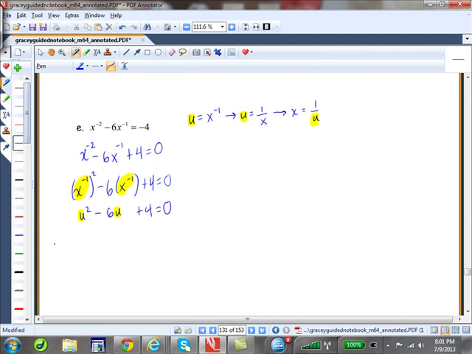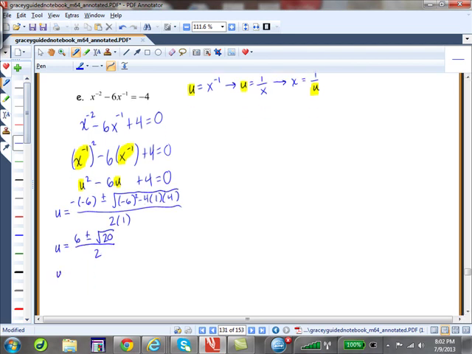Now this one, we need to use the quadratic formula. So u is the opposite of negative 6 plus or minus the square root of negative 6 squared minus 4 times a, which is 1, times c, which is positive 4, all over 2 times a, which is 1. So u equals 6 plus or minus, 36 minus 16 is 20, so we'll get root 20 over 2.